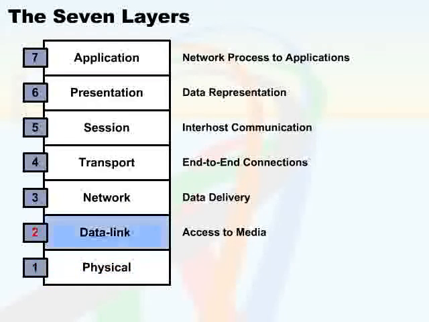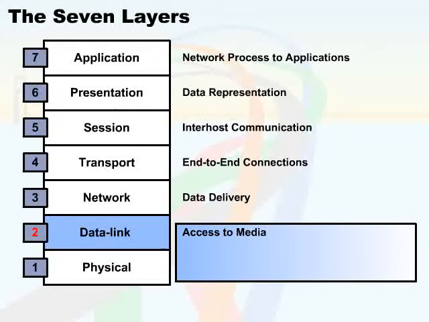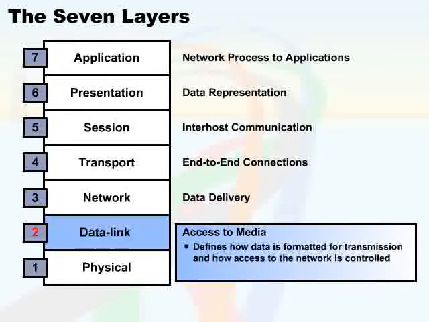The data link layer, sometimes called the framing layer, is responsible for taking upper layer data and actually converting it into frames, which of course allow it to access the media. This is formatting the transmission and allowing it to actually enter the physical layer. Now, of course, the official designation or definition of data link is it defines how data is formatted for transmission and how access to the network is controlled.